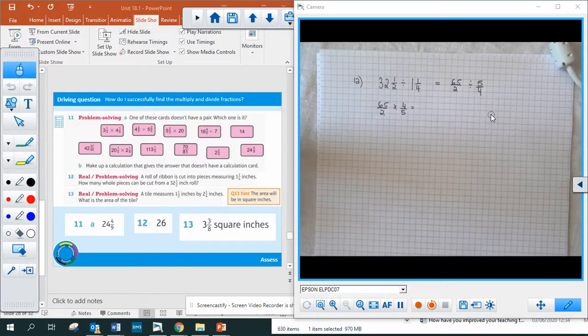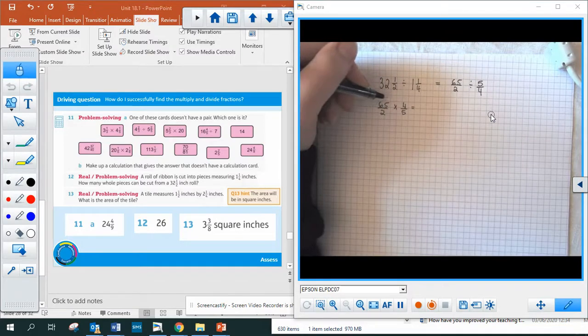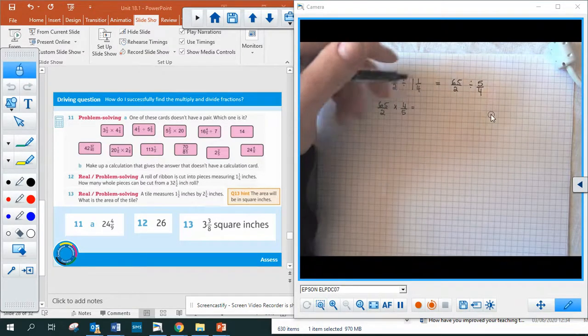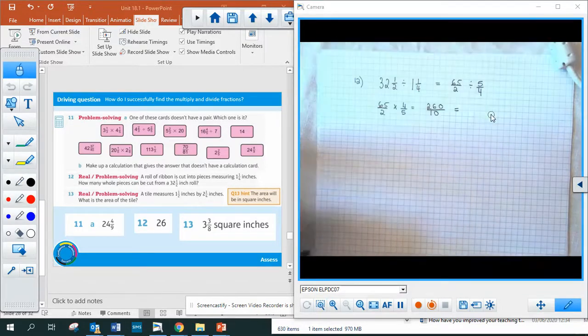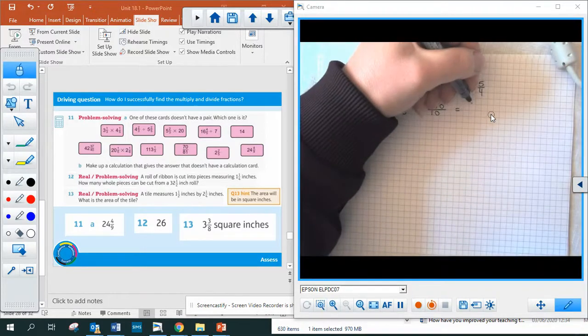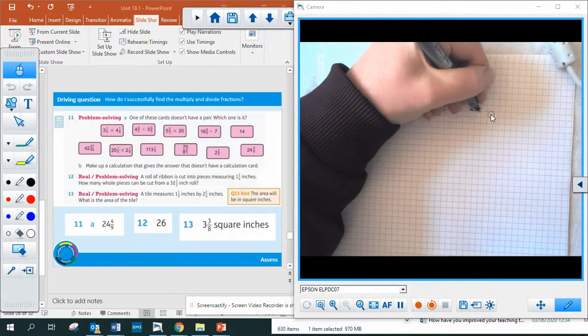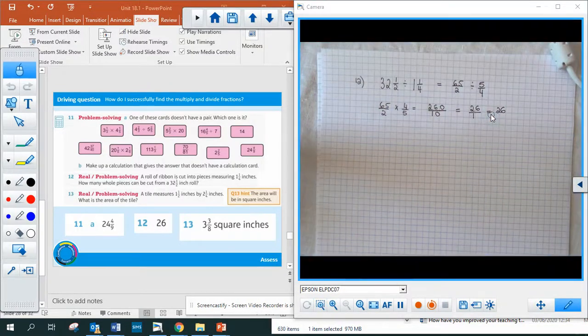Now we've done that, we're going to multiply as normal, so multiply our numerators together. 65 times 4 comes out at 260. 2 times 5 is 10. Okay? They both end in 0 there, so straight away I can see they're both divisible by 10. That gives me 26 over 1, which is 26. And that's my final answer.